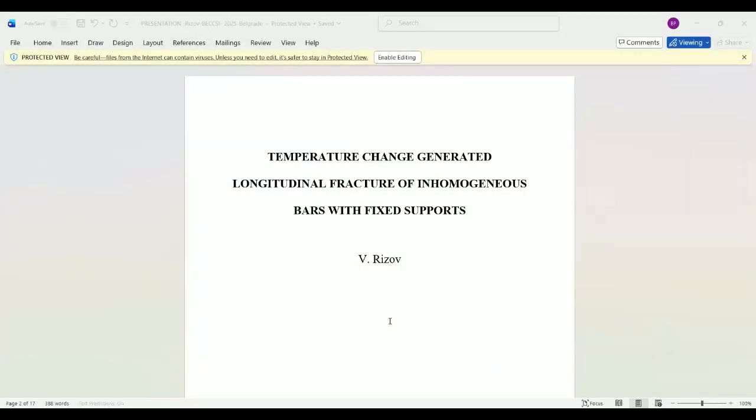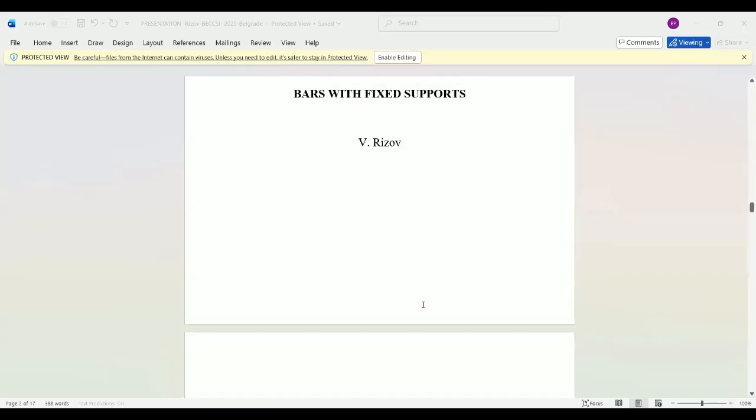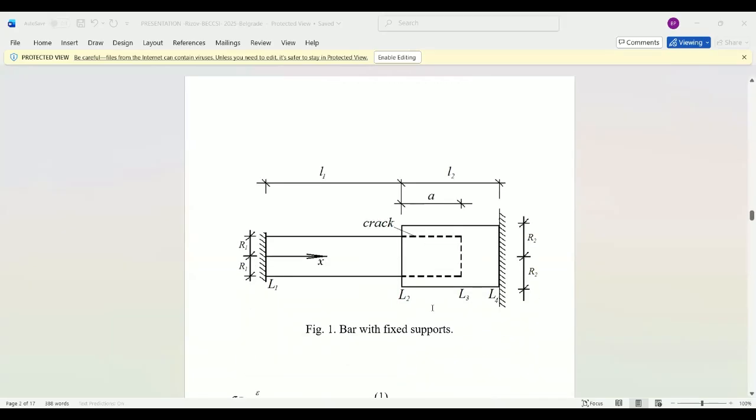The title of this report is Temperature Change Generated Longitudinal Fracture of Inhomogeneous Bars with Fixed Supports. Continuously inhomogeneous structural materials are characterized by smooth change of their properties in a solid.